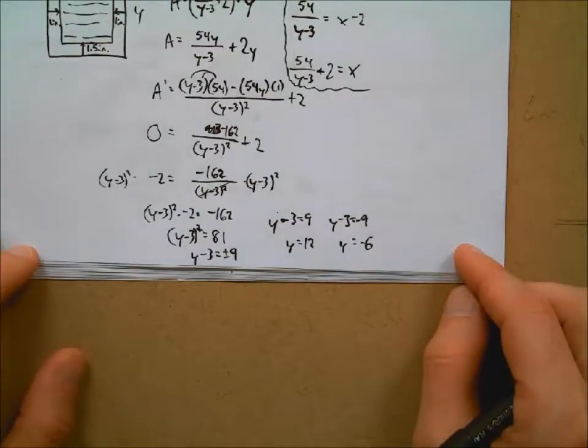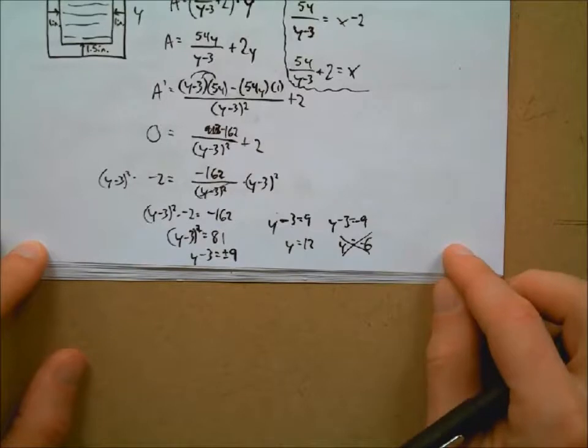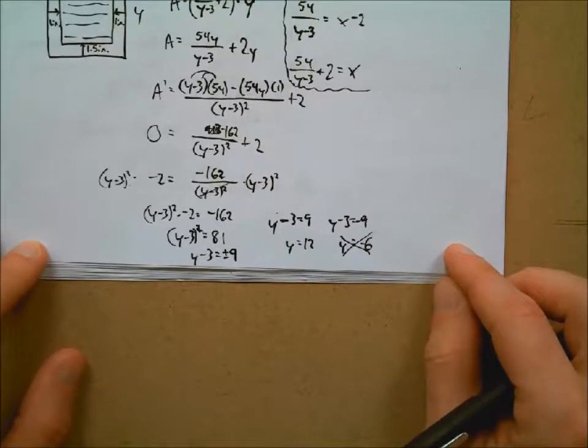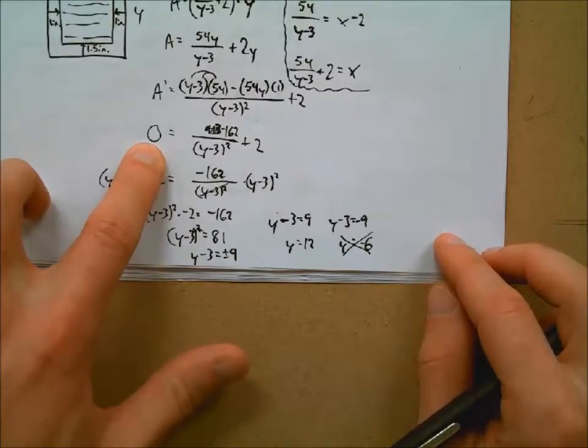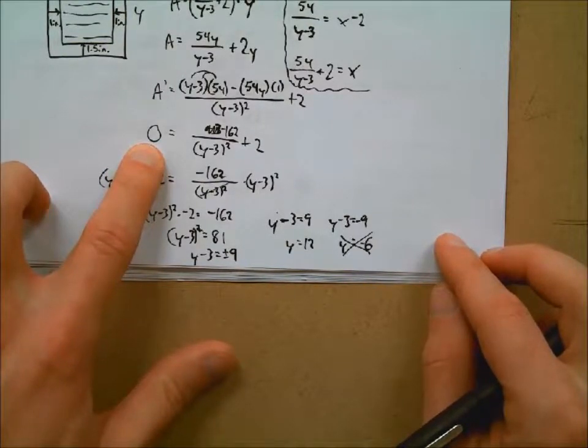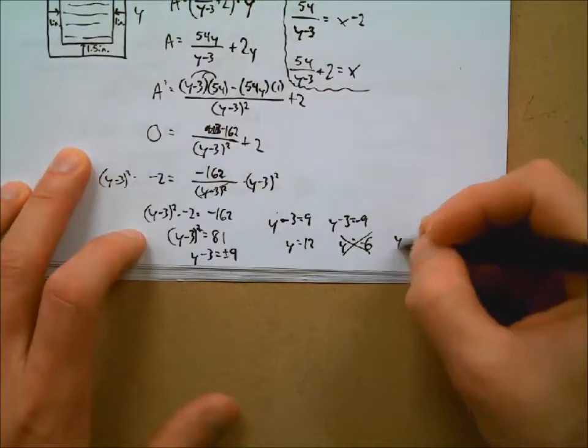Can we throw out any of those critical points? Negative 6. Are these all the critical points? There's one other critical point we missed. We set the derivative equal to 0, but in this particular situation, the derivative could also not exist when y is what? 3. So we also want to check y equals 3 as a critical point as well.